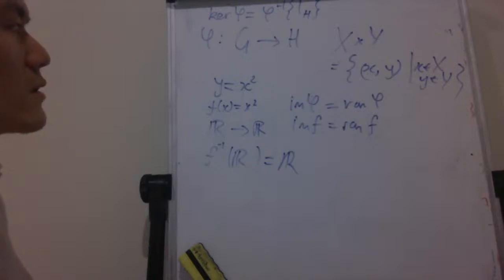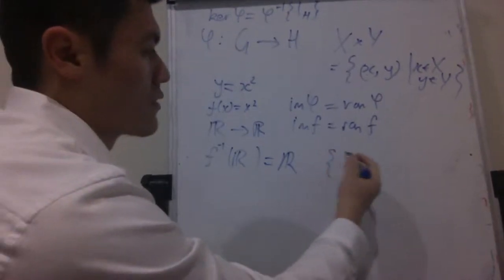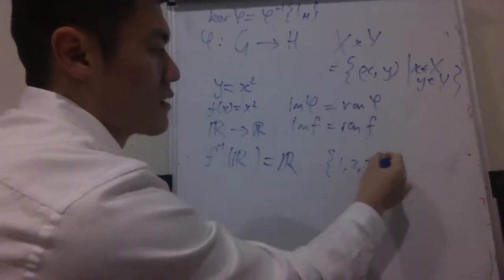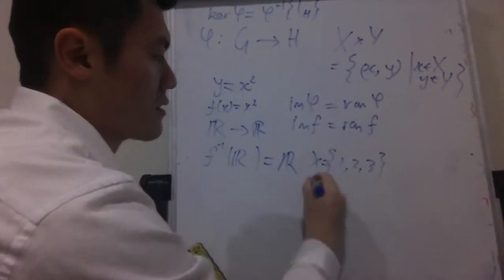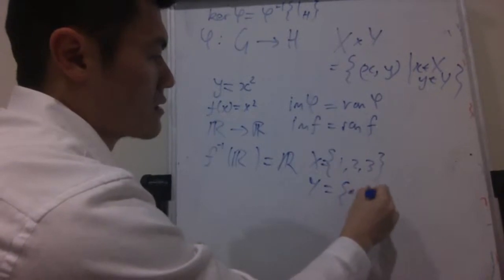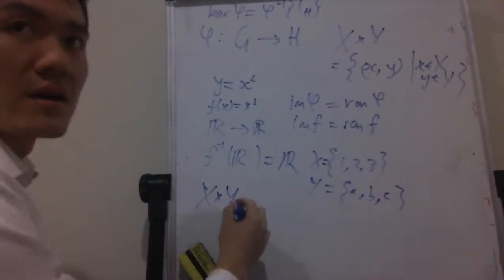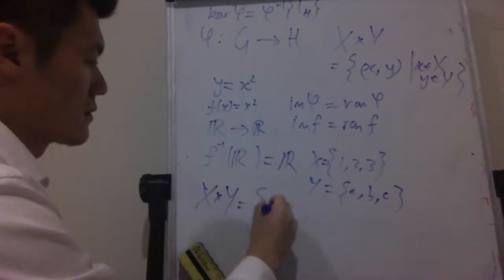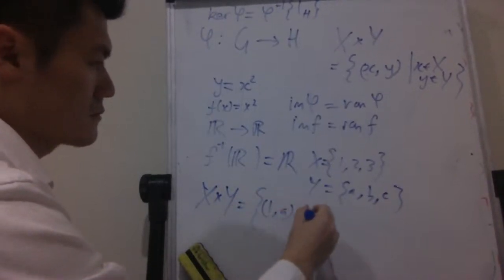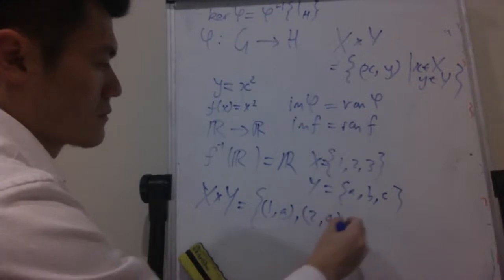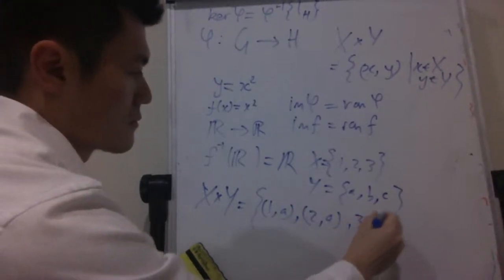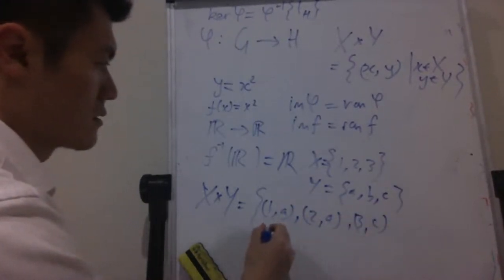So if you have the set 1, 2, 3, and that's X, and then you have the set A, B, C, that's Y. Then there will be 1A, 1B, 1C, 2A, 2B, 2C, and 3A, 3B, 3C. Wait a second, how many are there? Nine. Is that important?